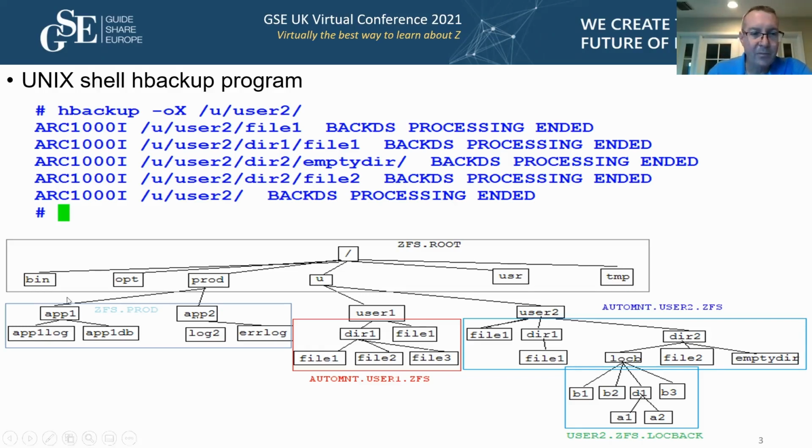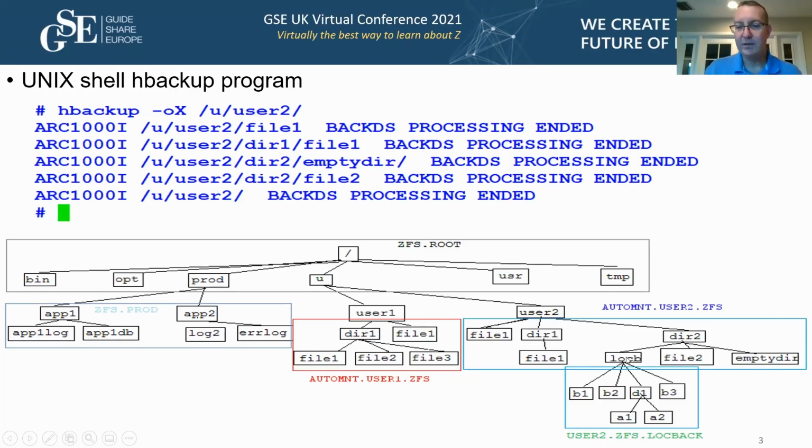And I'm trying to show the underlying ZFS type directory structure. Well, ZFS, the data sets that are holding the files and directories. So in the /u directory, here's the user1 directory that has this auto-mounted file system, and then user2, and it's showing the ARC1000I messages showing the files that it backed up. So it backed up the file1 that's directly there, and then it recursed into the dir1 directory, found the file1 there, and file2 in dir2, and also this empty directory.